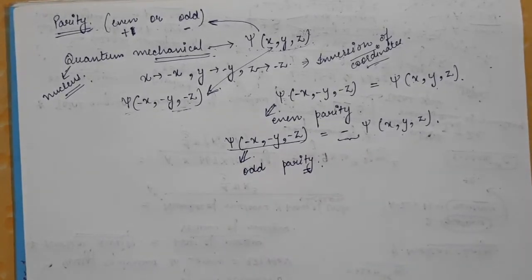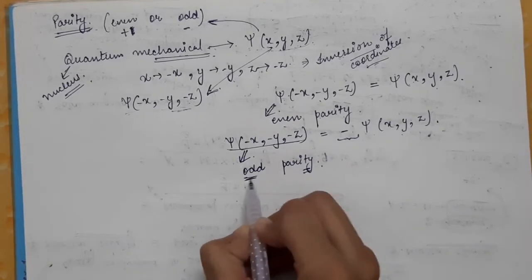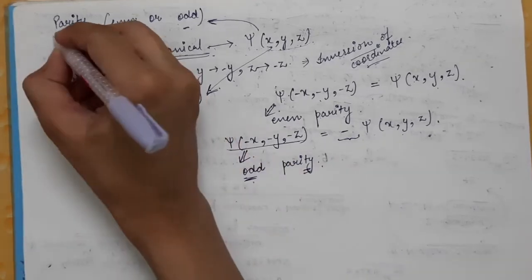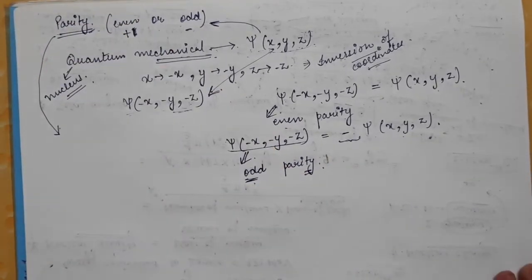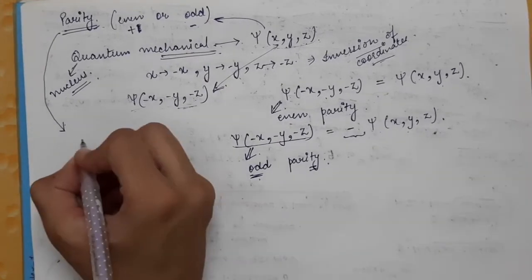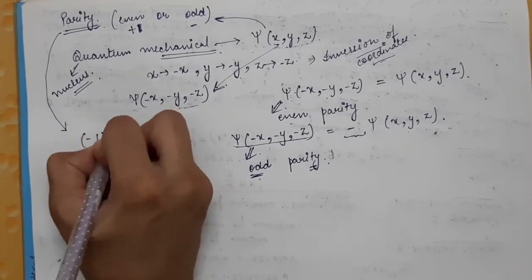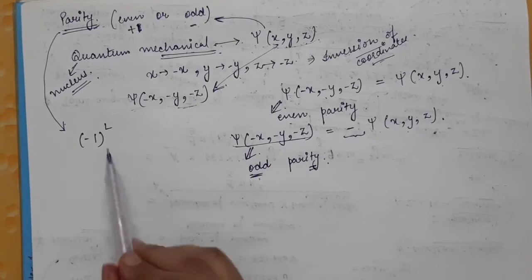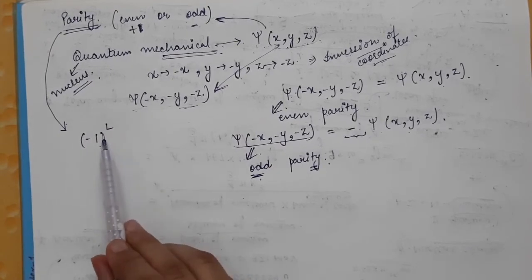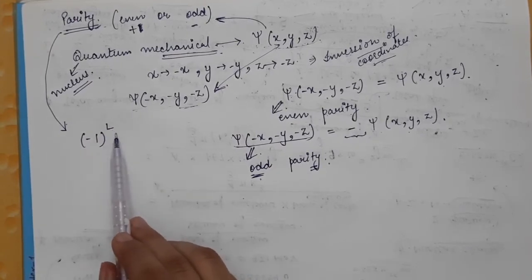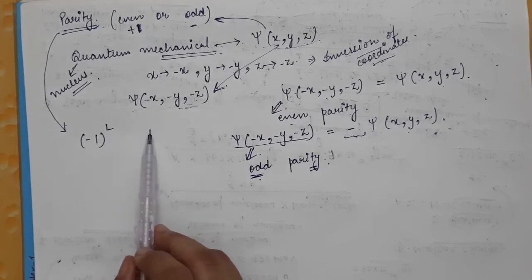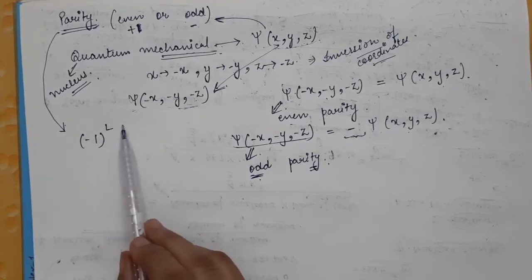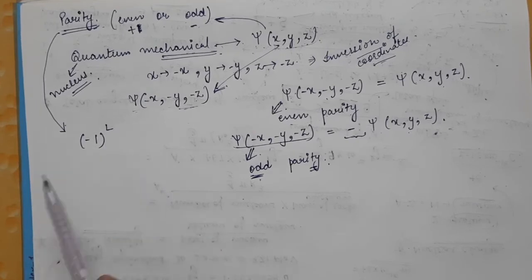So that nucleus will be having odd parity. The parity of a nucleus can also be found by using a formula. The parity of a particular nucleus can be found using the formula (-1)^L, where capital L is the orbital angular momentum of the whole nucleus.